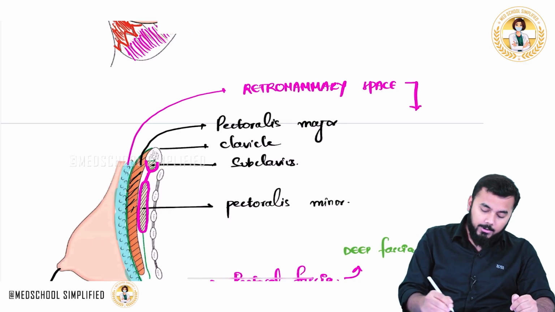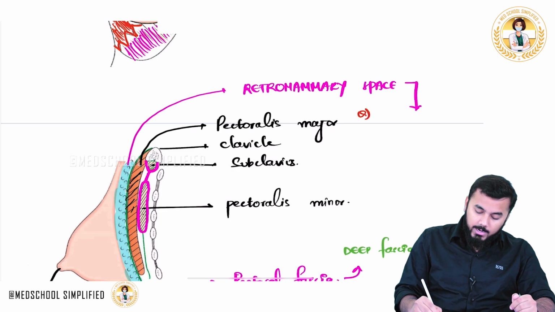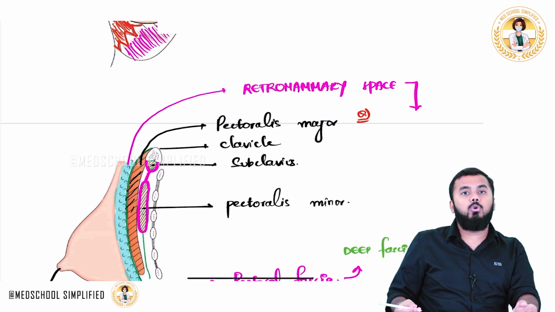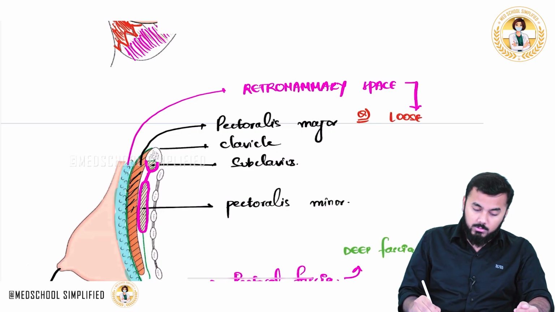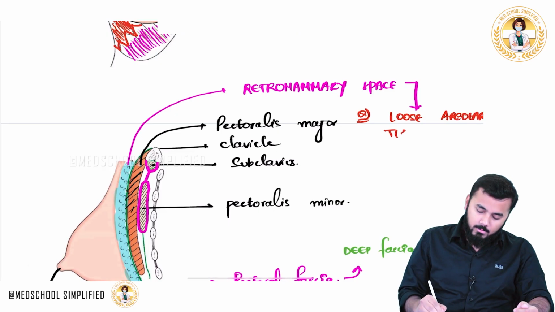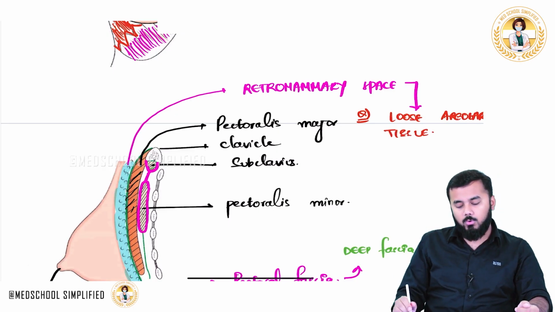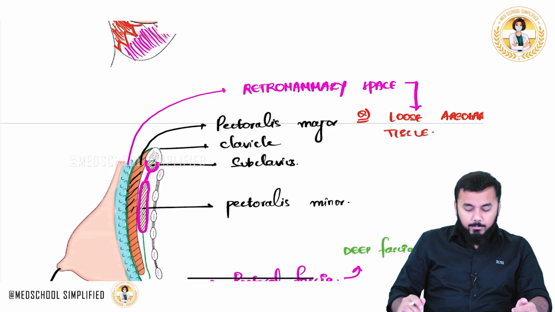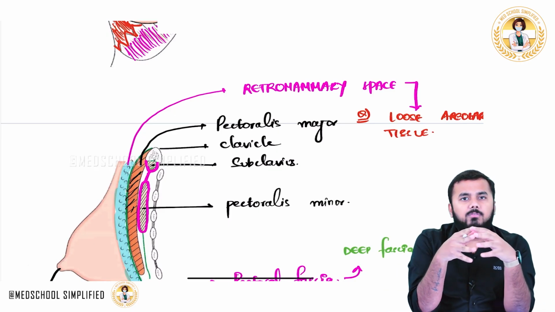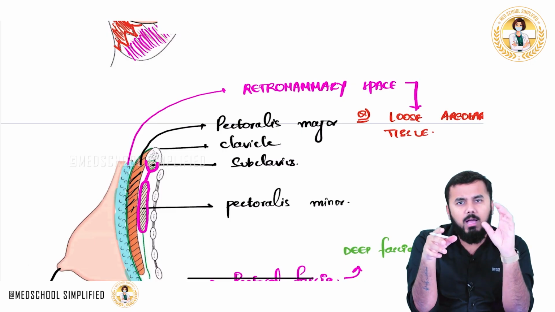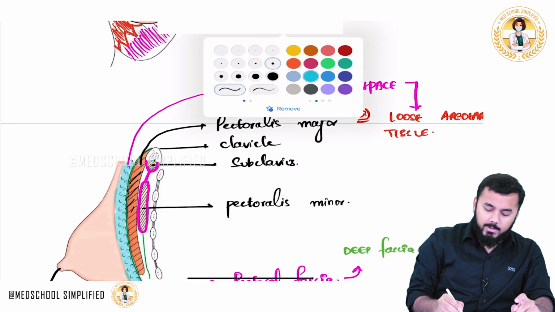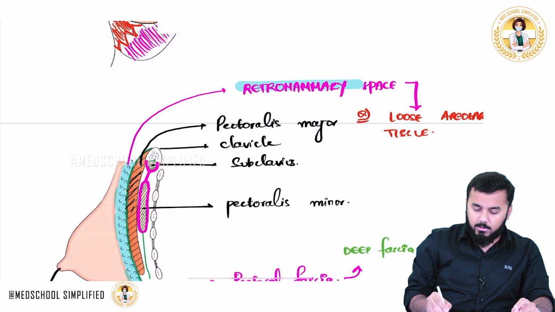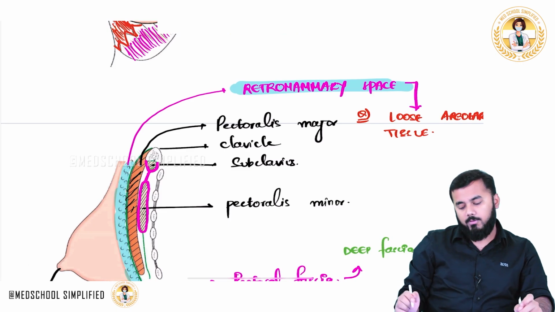What is present in the retromammary space? This was a question. The retromammary space has which type of tissue? Loose areolar tissue. It has loose areolar tissue, and because of this retromammary space itself, this is the reason why the breast is moving up and down, left and right very freely. Because of this retromammary space, the breast can move very freely.